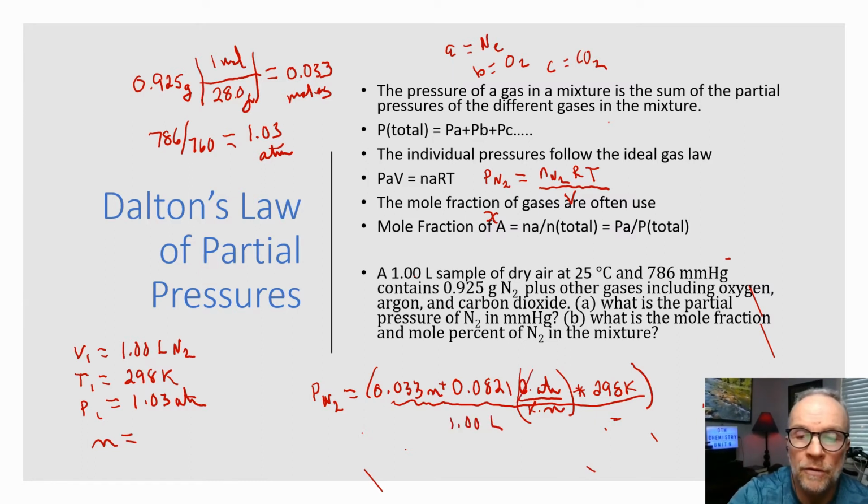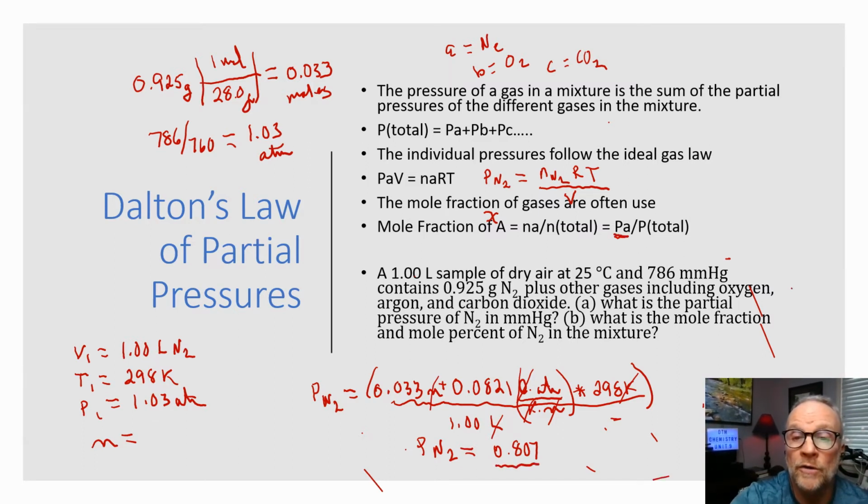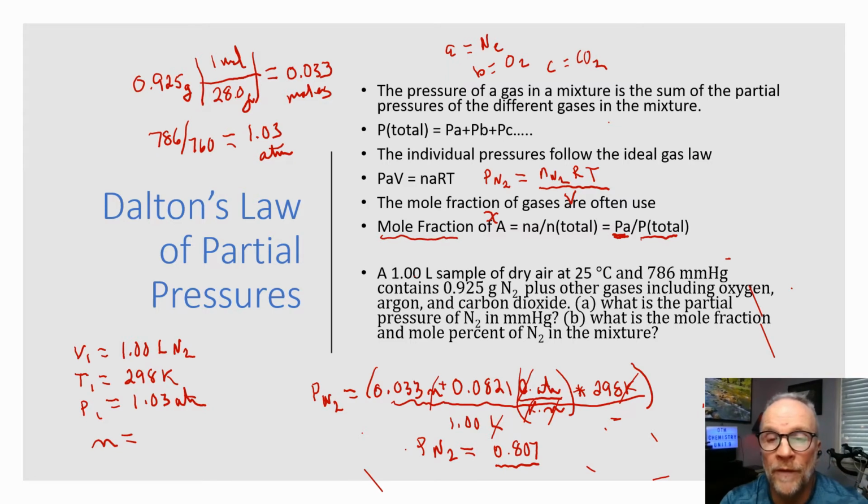So here liters will cancel, moles will cancel, K will cancel, and then our pressure of N2, when we work that out, is 0.807. Okay, so now it asks what is the mole fraction in mole percent? Well, we've got the pressure of our nitrogen, and we've got the total pressure, so that will give us our mole fraction. Remember, the partial pressure over the total pressure is also equal to the mole fraction.